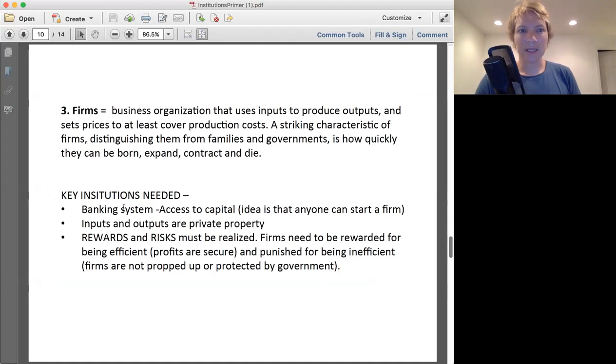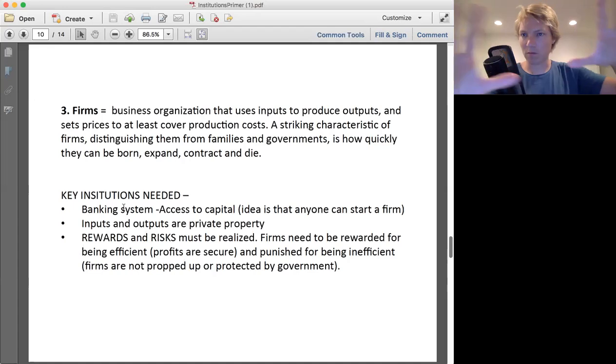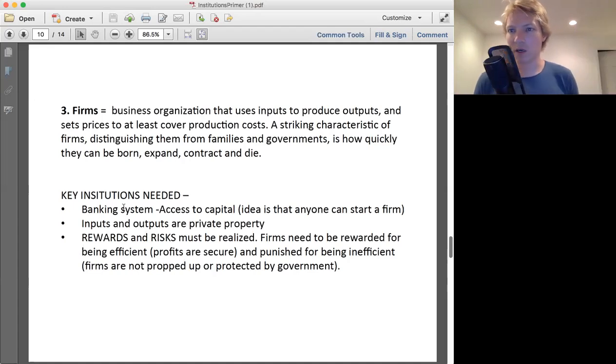Okay, and lastly, firms. All right, they're like a special type of organization, really, because what's nice about them is they can quickly spring up, and ideally they can quickly spring up to fill a need or produce a product, and then they can go away once it's no longer needed. And this really facilitates that innovation. And so you need some sort of banking system, access to capital. Usually you need some capital to start a firm, and private property on both the inputs, so I'm buying the raw materials, and then the outputs.